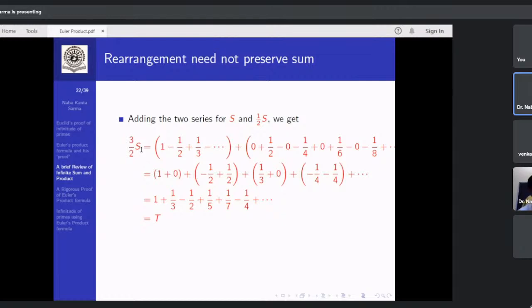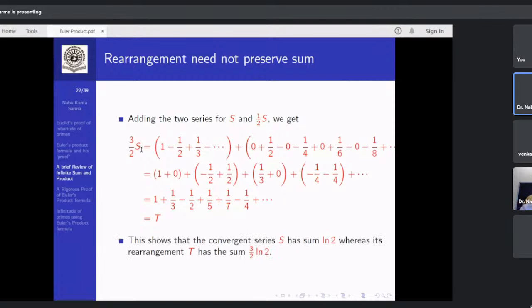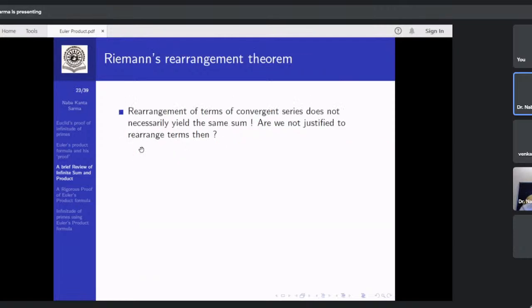So even if we have rearranged and done all the valid operations, this rearrangement did not preserve the sum. This shows that the convergent series S has the sum log 2, whereas its rearrangement T has the sum 3/2 log 2. So the rearrangement of terms in a convergent series does not necessarily yield the same sum.